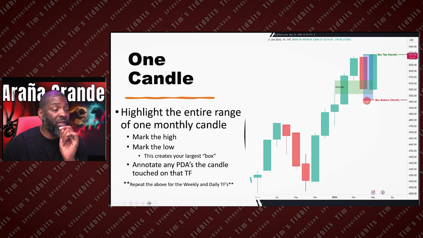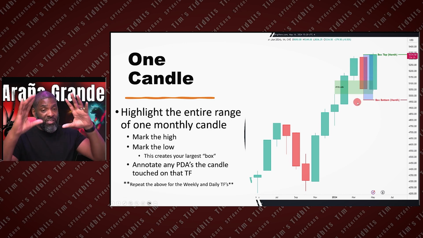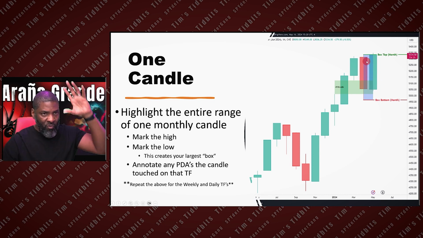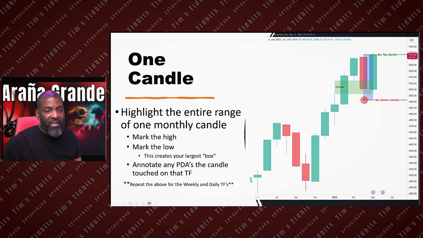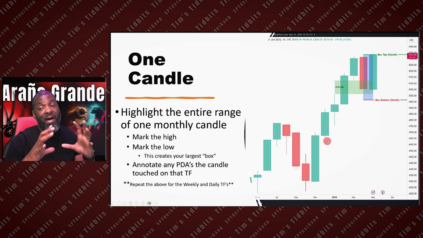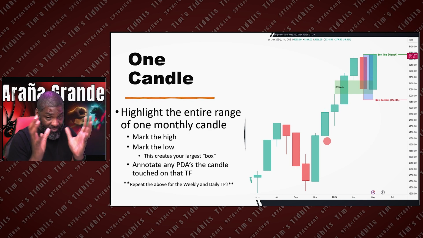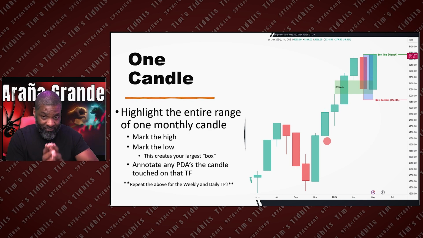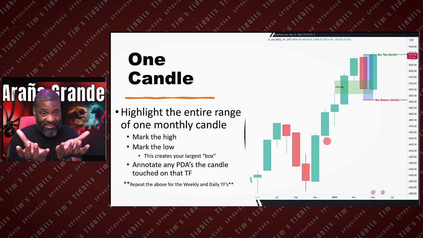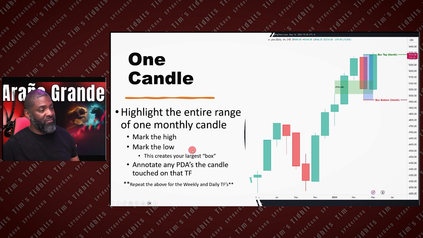Then you want to mark out the low. That creates your box. The high of the monthly candle and the low of the month, that's your largest box that you're going to have. If you don't know about my box analogy, look at the last video. I talked about it in there. So you got your box. That's the biggest box that you have, the monthly box, right?